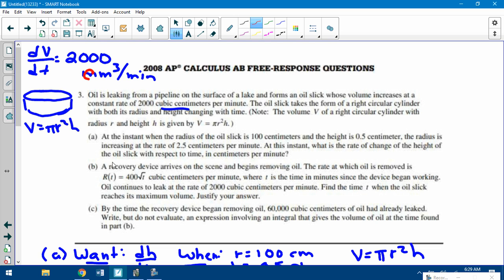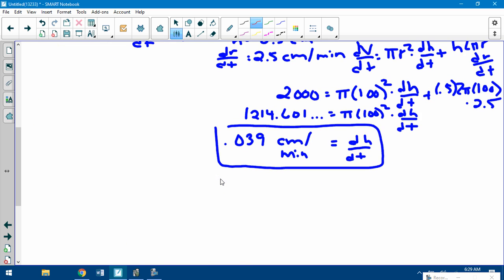Okay, part B. A recovery device arrives at the scene and begins removing oil. The rate at which oil is removed, R of t, is 400 radical t cubic centimeters per minute, where t is the time in minutes since the device began working. Oil continues to leak at a rate of 2,000 cubic centimeters per minute. Find the time t at which the oil slick reaches its maximum volume. Justify your answer. Okay, so this is one of those rates going in, rates going out questions.